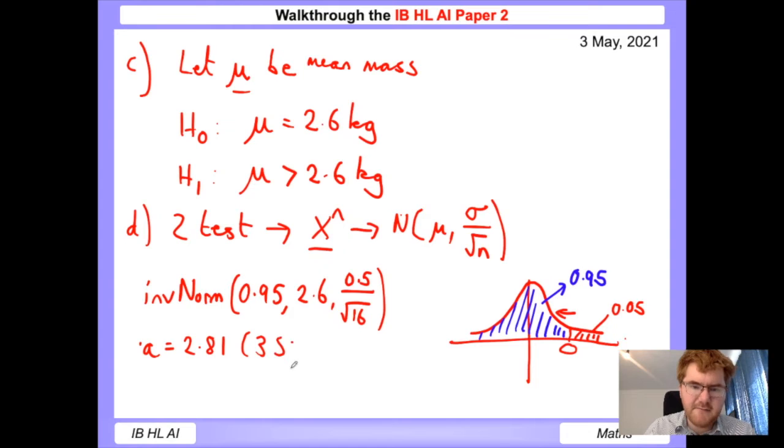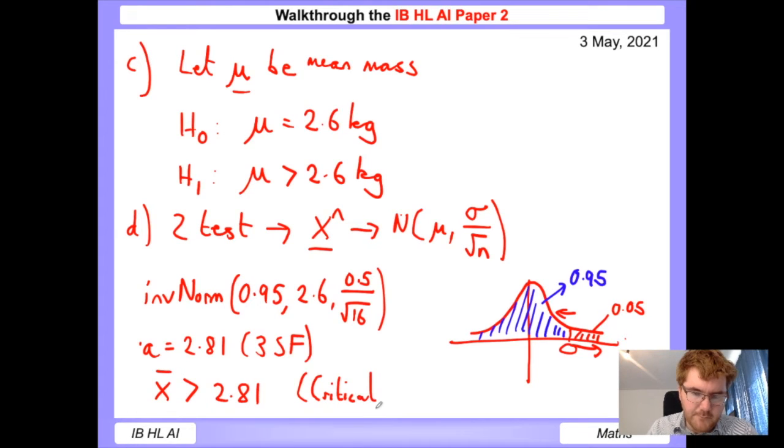To 3SF. Now a key error here is that you've got the critical value, but not the critical region. The critical region is this way. This is the direction we're looking in. So our x bar is going to be greater than 2.81. It's very important. This is the critical region, whereas what I did before, this is the critical value. So do read the question very carefully for statistics problems.